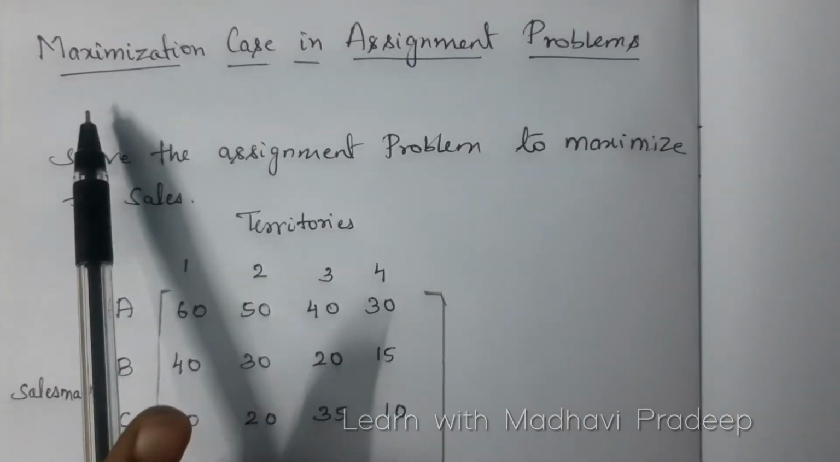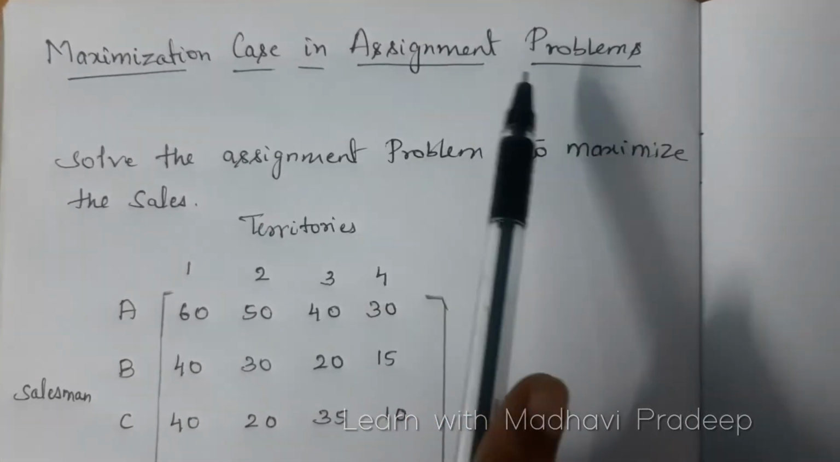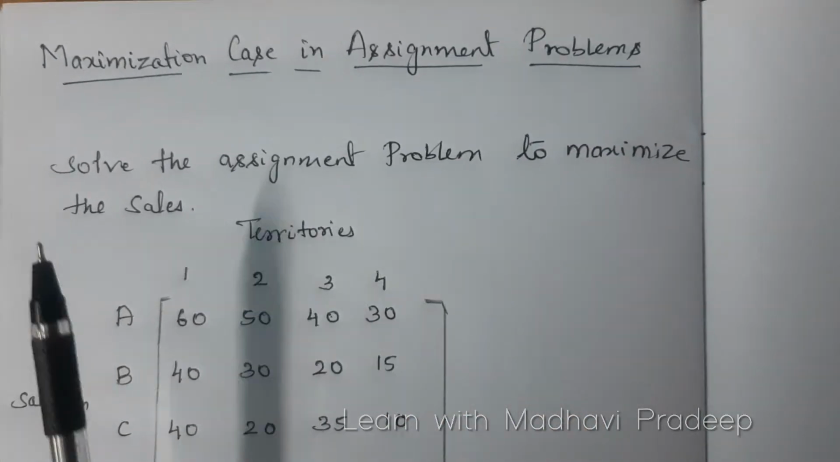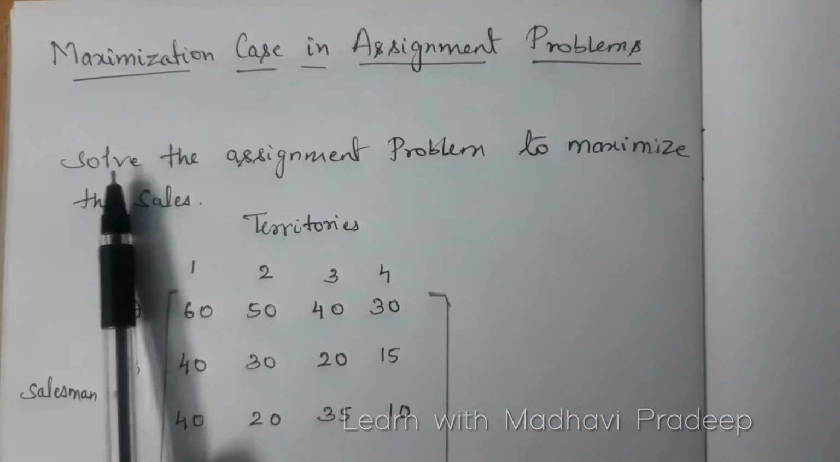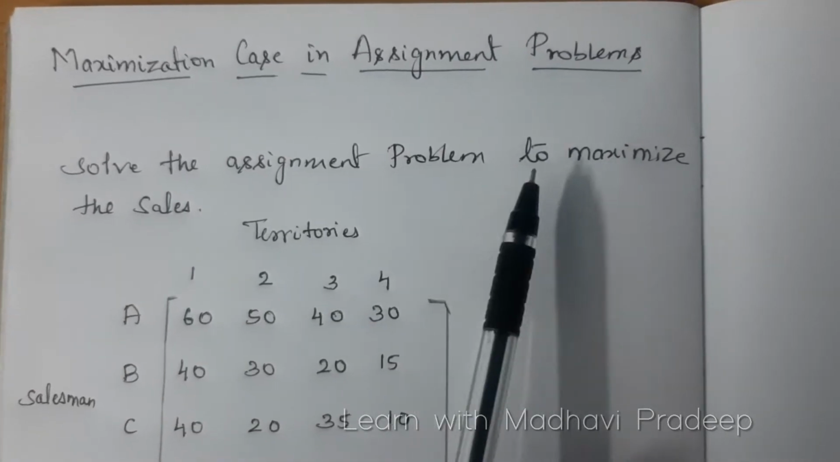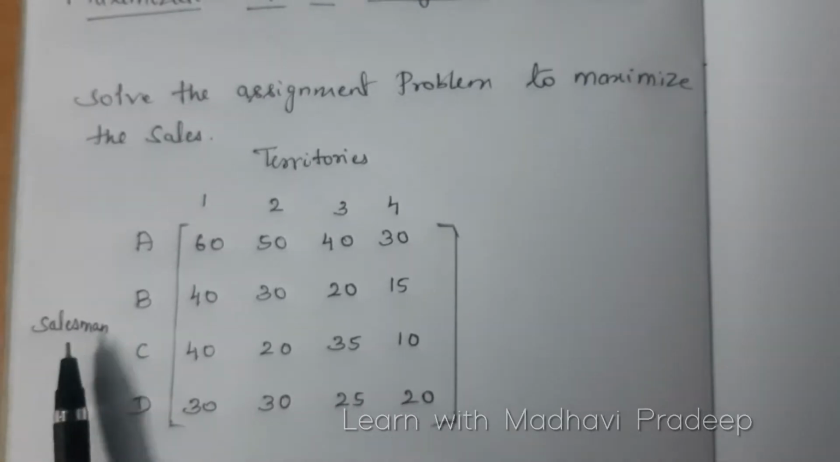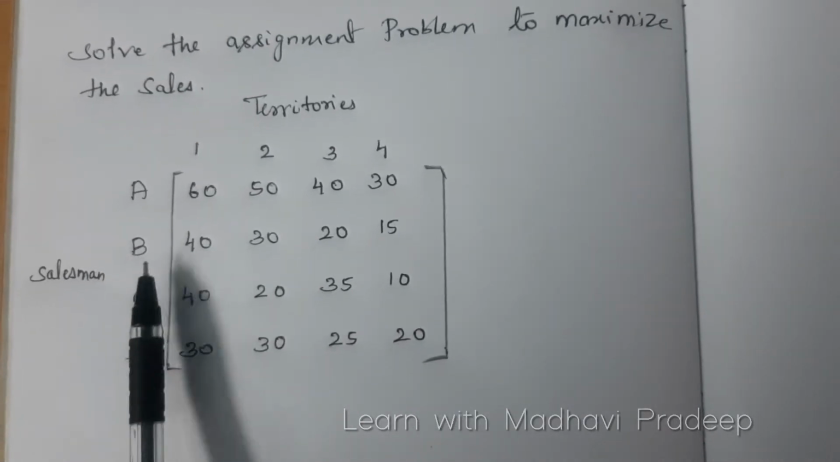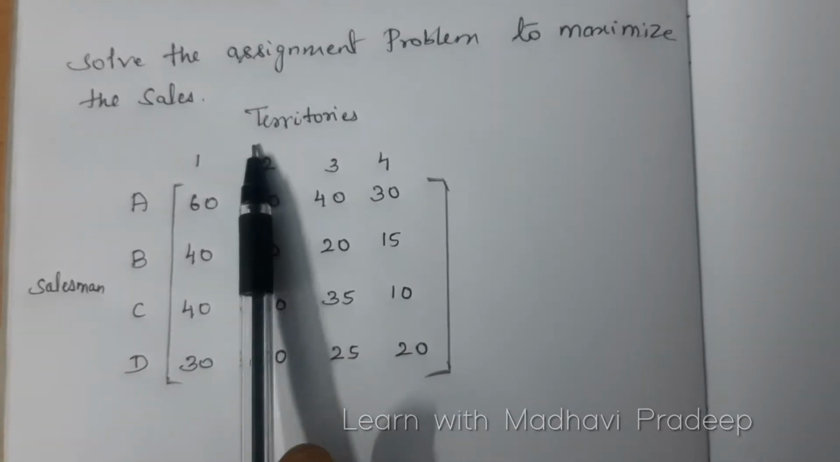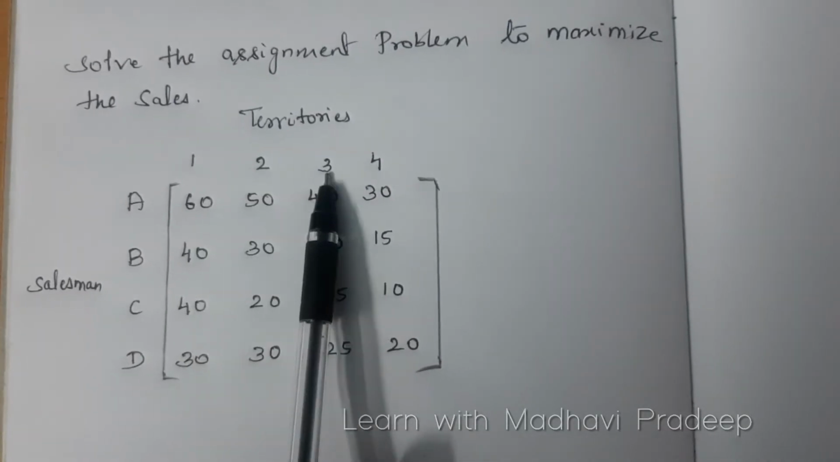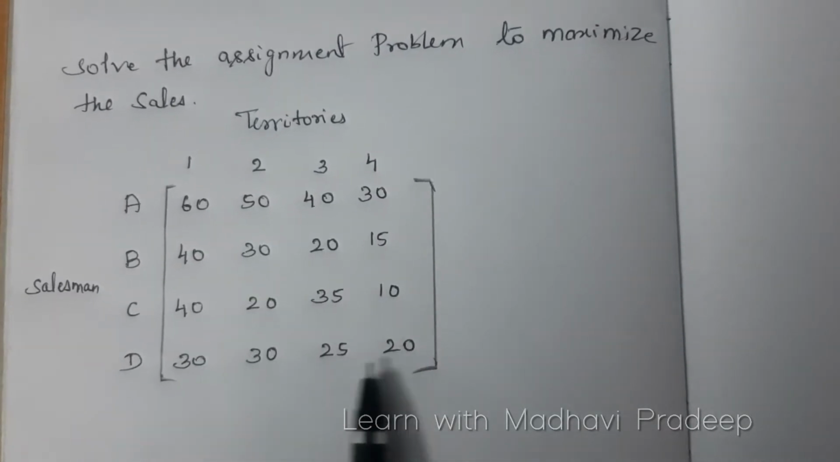Today I am going to solve the maximization case in assignment problems. So this is the given problem: solve the assignment problem to maximize the sales. And this is the given matrix. Here these are the salesmen A, B, C, D, and these are the territories, that is 1, 2, 3, 4. And these are the given costs.